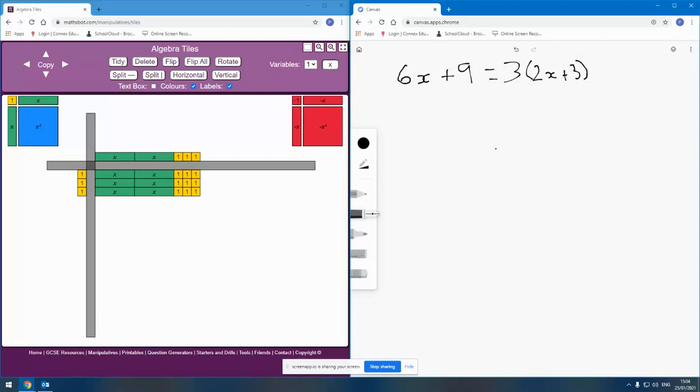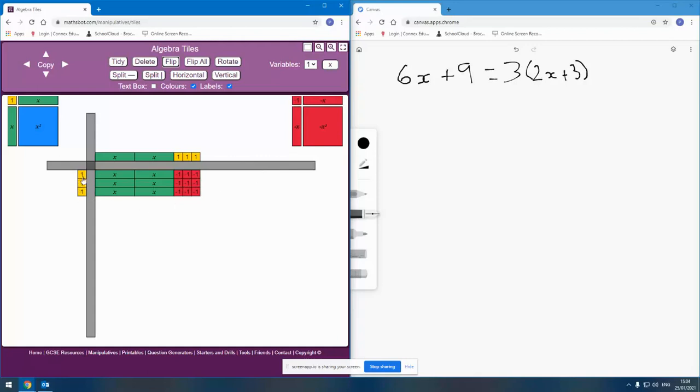And of course, I can start to look at what if the 9 is not positive? What if it is negative? So what if I make this expression 6x minus 9? So here is 6x minus 9. Some people are not keen on the idea of negative area, but it's perfectly possible to model it with the tiles, provided pupils have some understanding of multiplication of negative numbers.